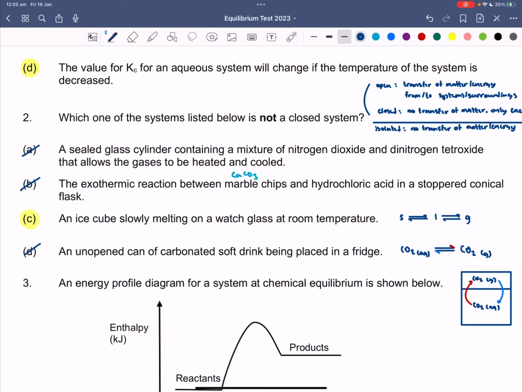And just so everyone understood what keywords were there in the question, this one was a sealed glass cylinder. That gave it away that it's a closed system. This one said stoppered conical flask.